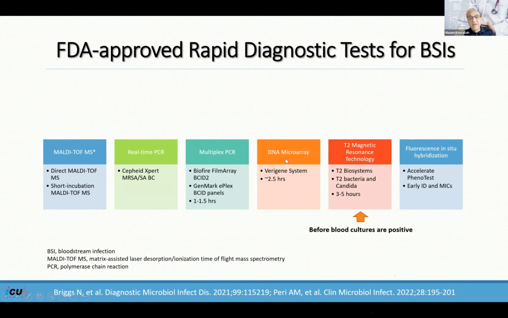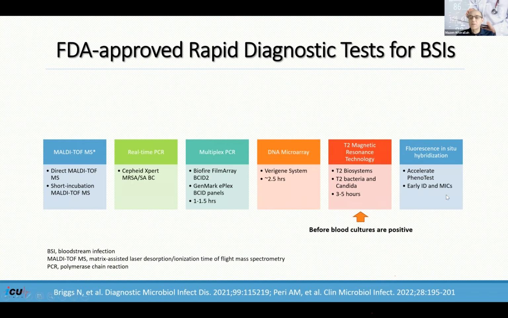You can do DNA microarray, with specific companies for that. And then we have the T2 magnetic resonance technology. This is from the T2 Biosystems company. It detects bacteria and Candida, only a limited number. But this is the only technique that would detect the organism in the blood before having positive blood cultures. The other ones would require that the blood culture is positive, and then this is a rapid, or more a faster, method to identify the organism.